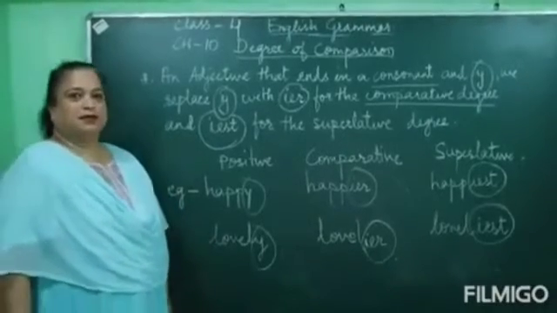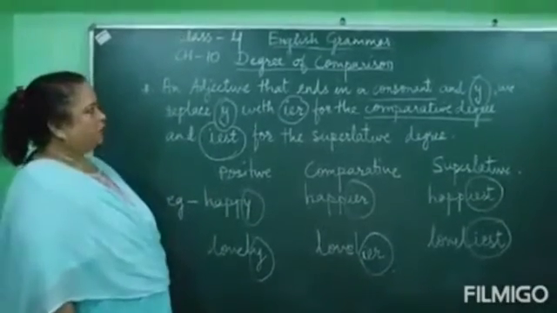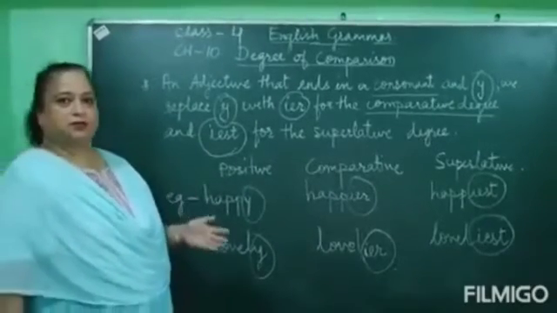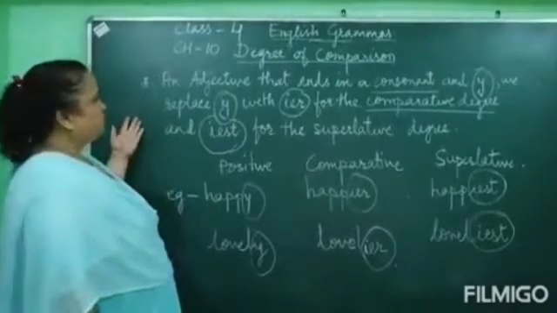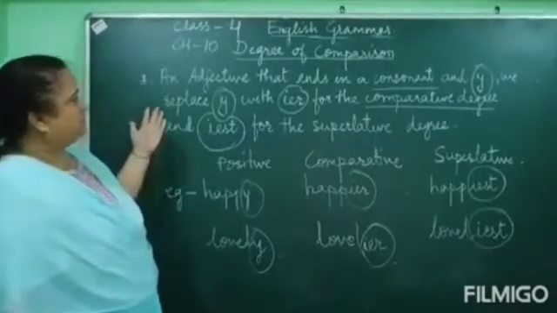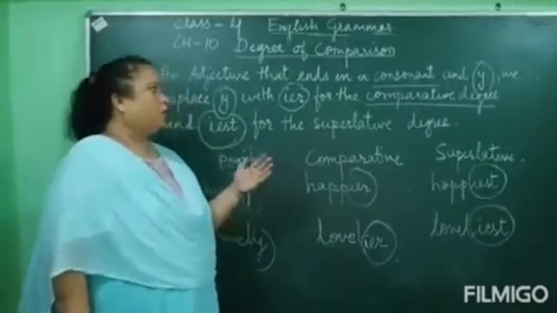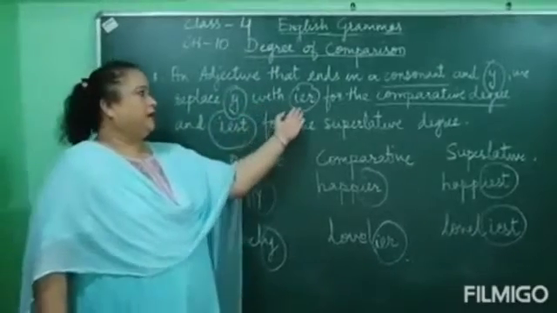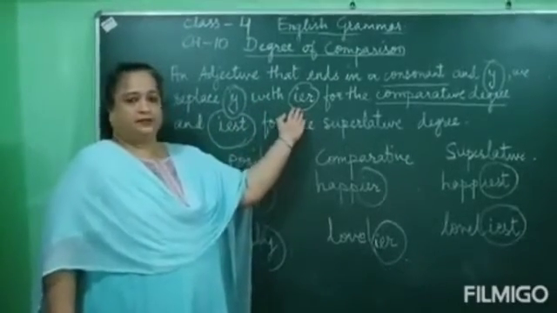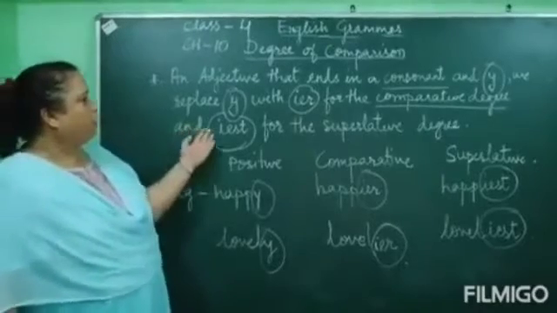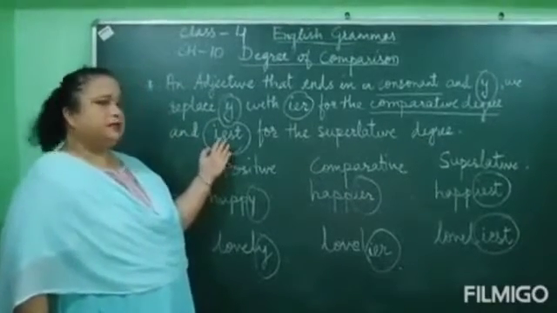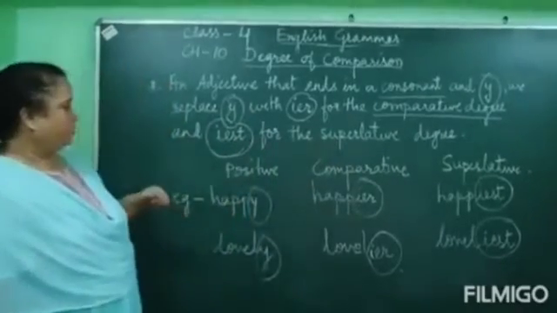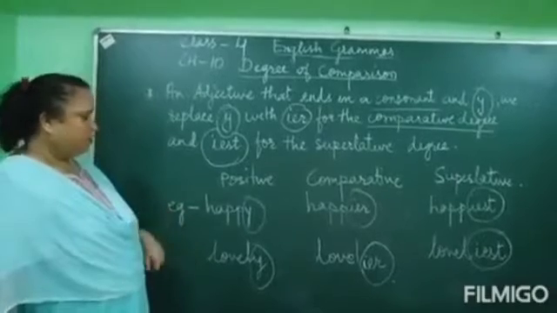Now we are going to learn about certain rules that we need to know while using the positive, comparative and superlative degree. The first rule is that for an adjective that ends in a consonant and Y, we replace the Y with IER in the comparative form and we use IEST instead of the Y in the superlative form. Let us have a look at the examples that I have written here.